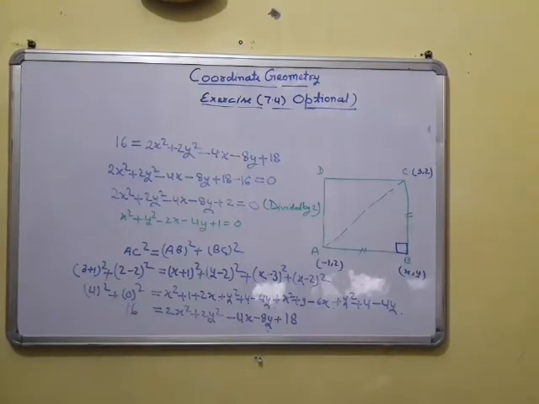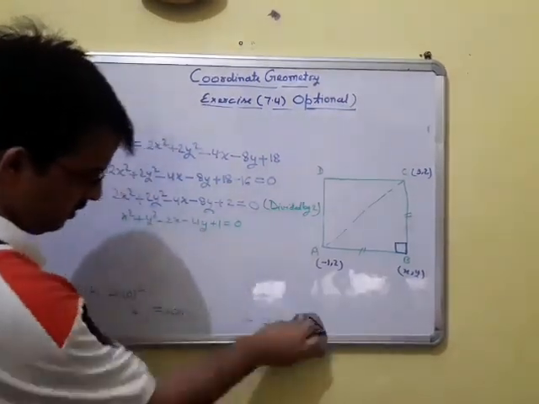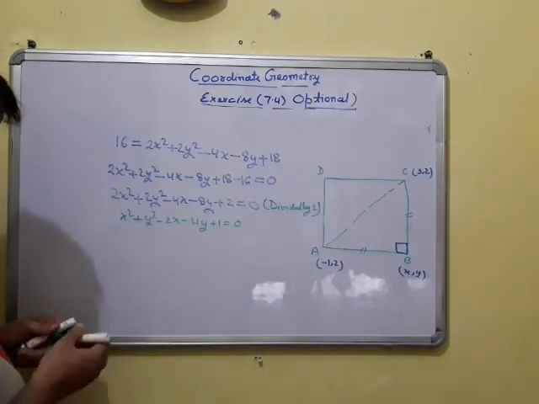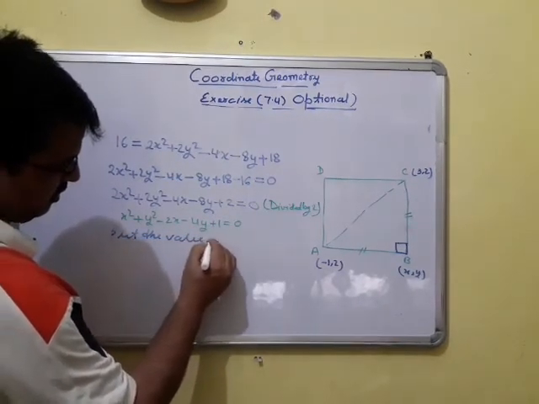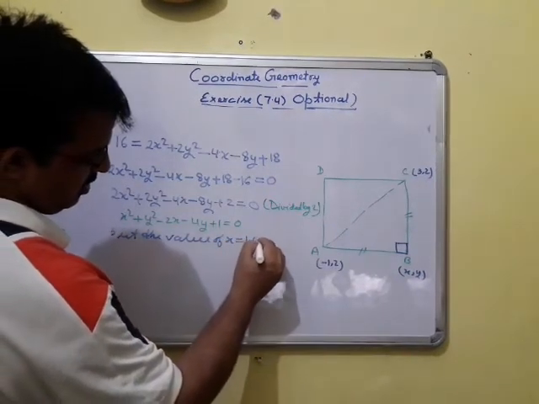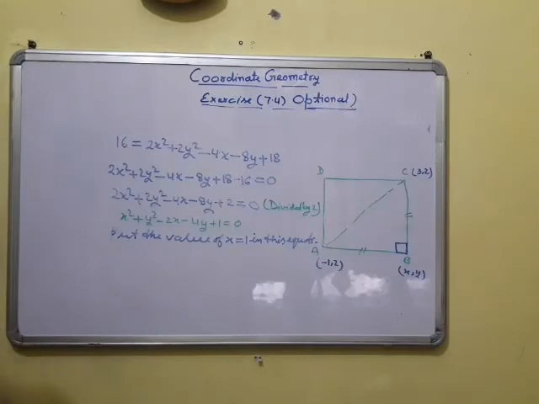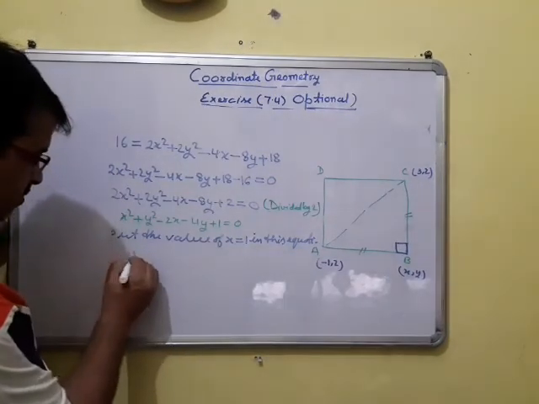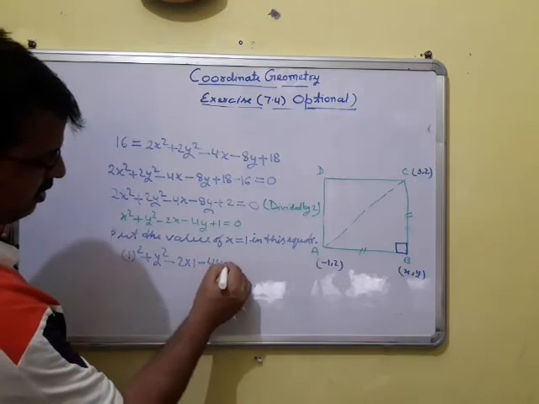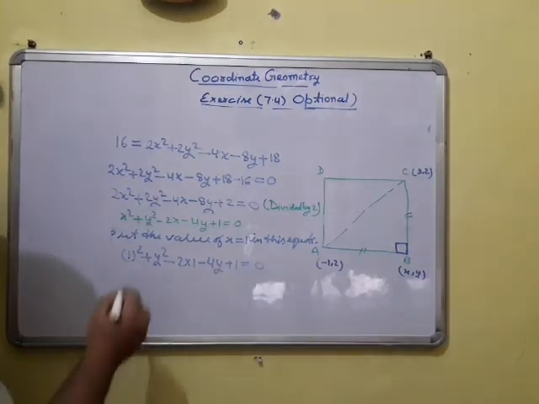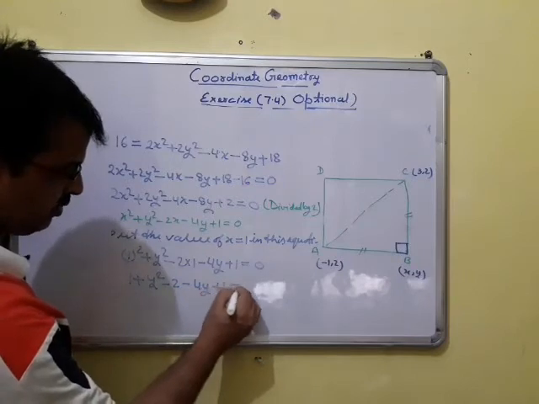Now look here. Clear? Put the value of x in this equation. Put the value of x is equal to 1 in this equation. Clear? अब हम जब x की वैल्यू 1 पुट कर दें, तो what we get here? 1 square plus y square minus 2 into 1 minus 4y plus 1 is equal to 0. So 1 square we get 1, plus y square minus 2 minus 4y plus 1 is equal to 0.